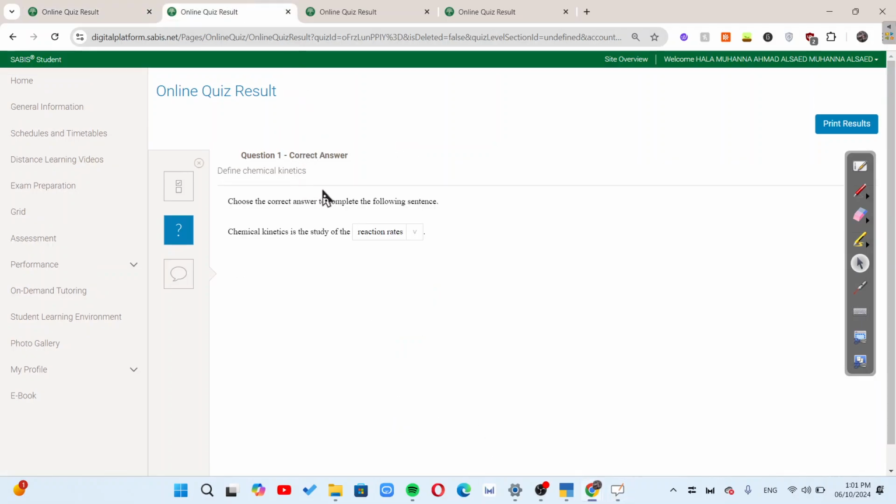Okay, now this quiz has only one question. It's really easy. It's a definition, so you have to memorize it. Chemical kinetics is the study of reaction rates. It's just reaction rates. Because it's a definition, you have to memorize it. If you don't memorize it, there's no other way to know that it's in the exam.